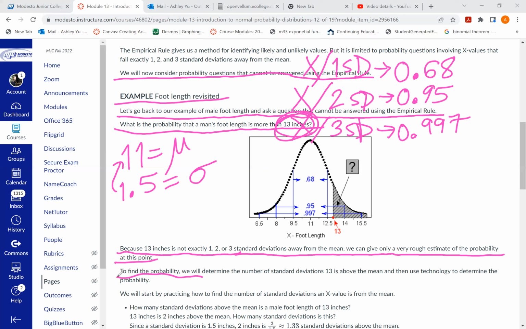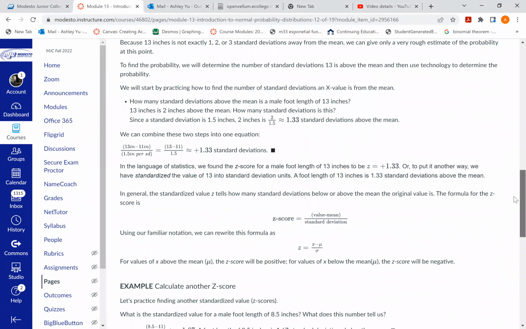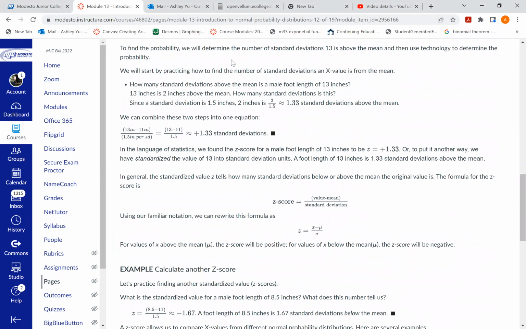To find the probability, we will determine the number of standard deviations 13 is above the mean, and then use technology to determine probability. We would never try to calculate this by hand. It would be silly. We use technology. We'll start by practicing how to find the number of standard deviations an X value is above and below the mean. Because it's not a whole number of standard deviations, it's going to be some decimal or fraction, and then we'll figure out how to use it to find the probability.